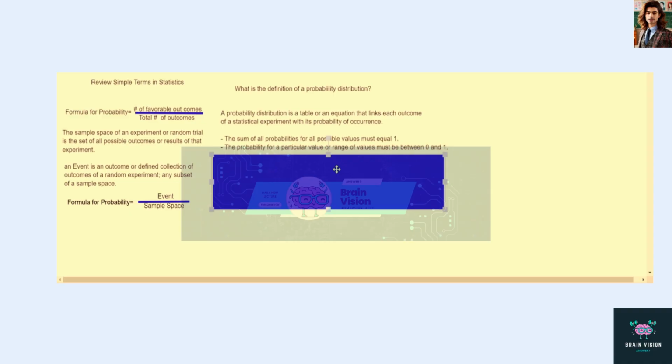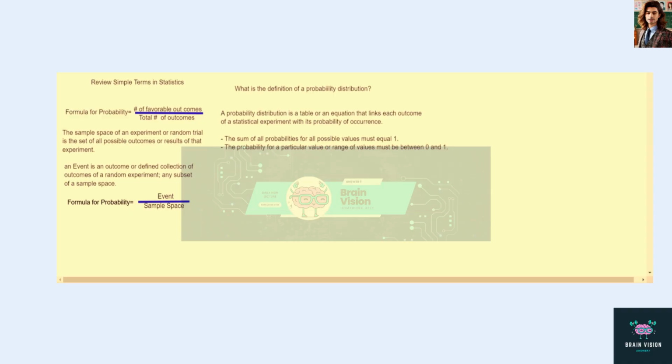The other thing we must remember is the probability for a particular value or range of values must be between 0 and 1. We can't have any negative probabilities, and we can't have any probabilities over 1. If it's greater than 1, then it's no longer a probability. And if it's less than 0, then that's not really possible for what we're doing.